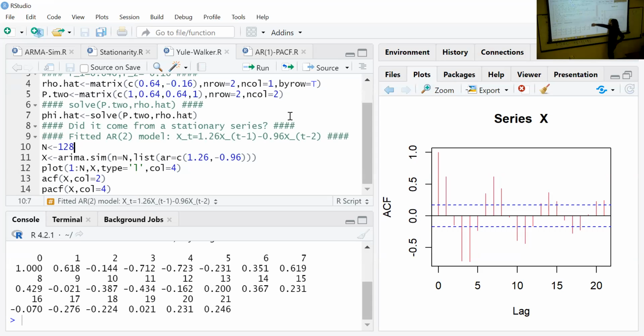One last question. Here I have 1.26 and negative 0.96. Look at that and say, well, 1.26 is outside the unit circle, but negative 0.96 is inside the unit circle. And we already established that the series is stationary. Are we contradicting? Or are we misinterpreting something? It's a common mistake that people make.